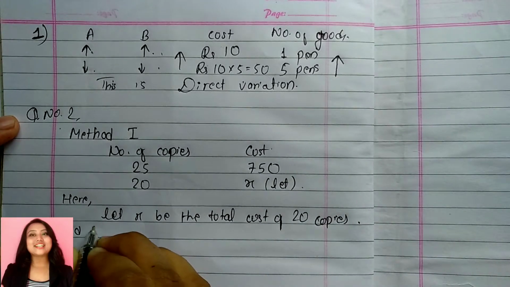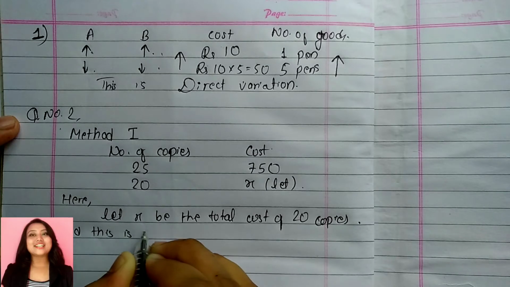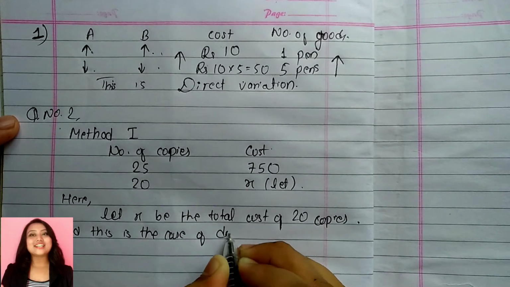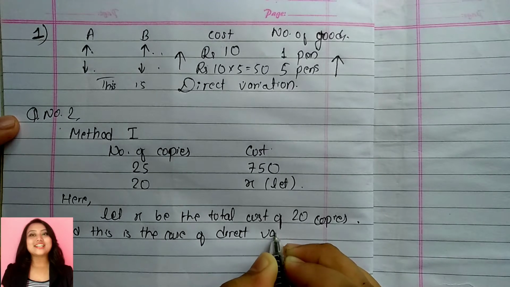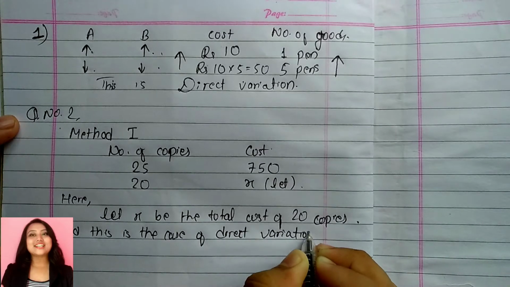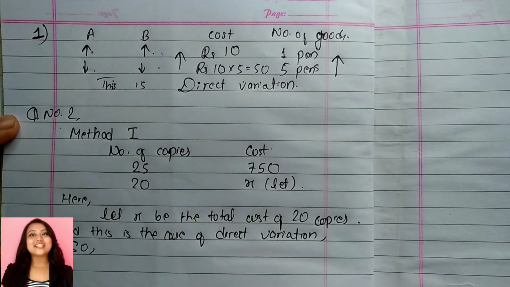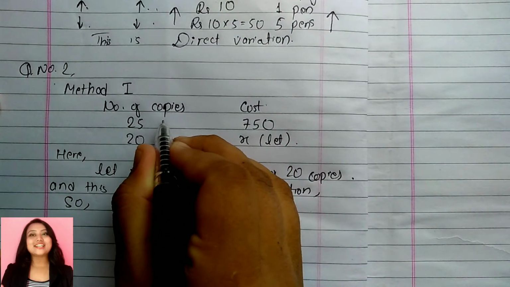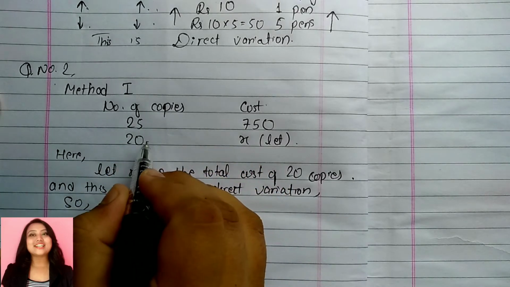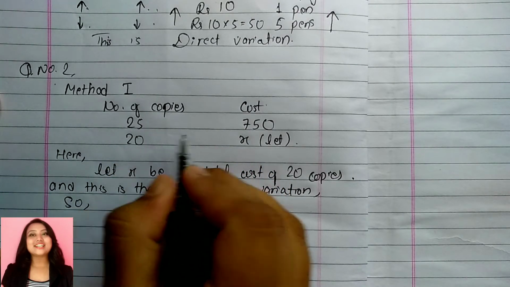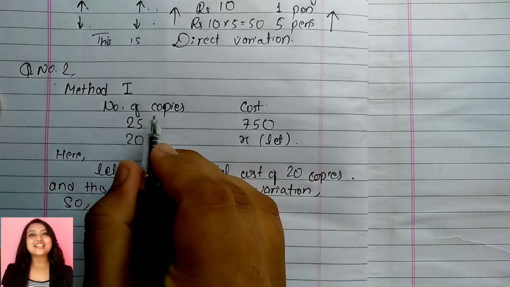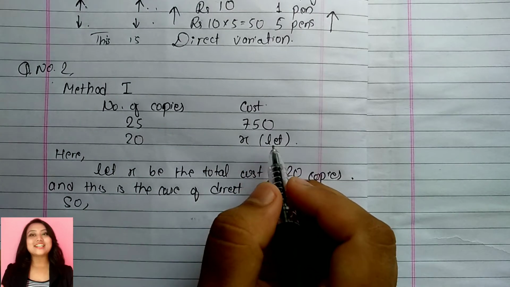And this is the case of direct variation. If there is a case of direct variation, then we'll write it simultaneously. Since if the number of copies decreases, then the cost will also decrease. If the number of copies increases, then the cost will also increase.